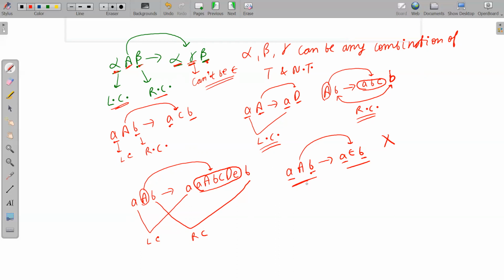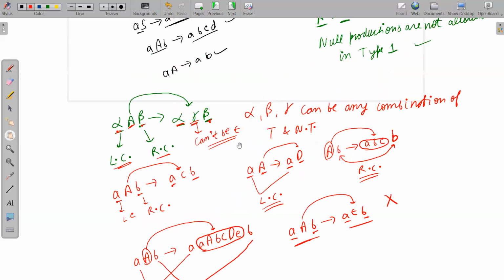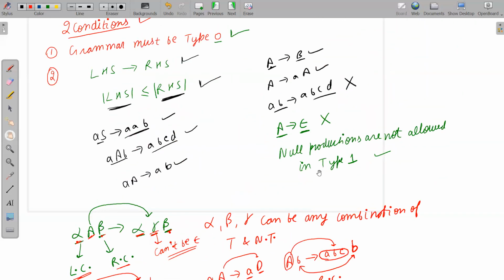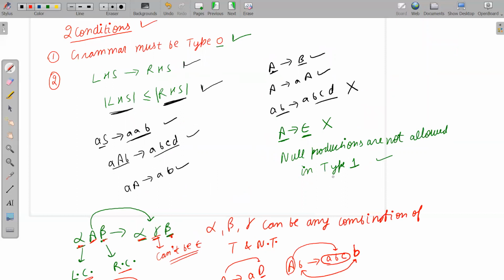I hope I have made the point clear to all of you. So please note down all these things. And let me give you one more thing: null productions are not allowed in type 1. Are null productions allowed in type 0? Yes, obviously these are allowed in type 0. Please note it down. Why are these allowed in type 0? Because in type 0 we do not have any restriction. We are just saying that LHS must contain at least one non-terminal, and here we have at least one non-terminal. That's it. We are not concerned with anything else. So hence these are allowed in type 0. Please note it down.